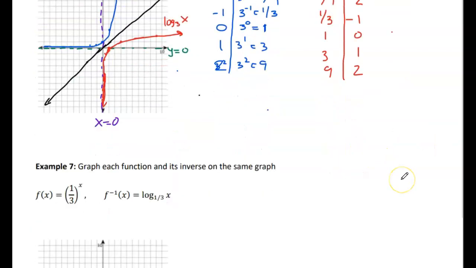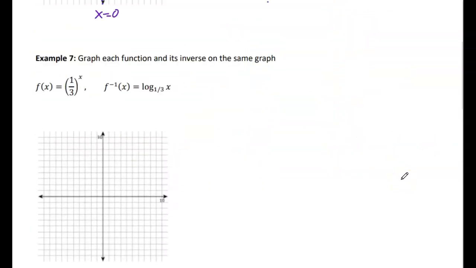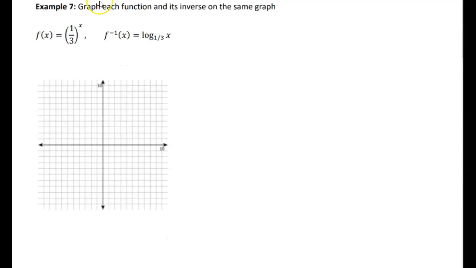Alright, let's look at the next one. So we're going to do the same thing. 1/3 to the x and log base 1/3 of x.